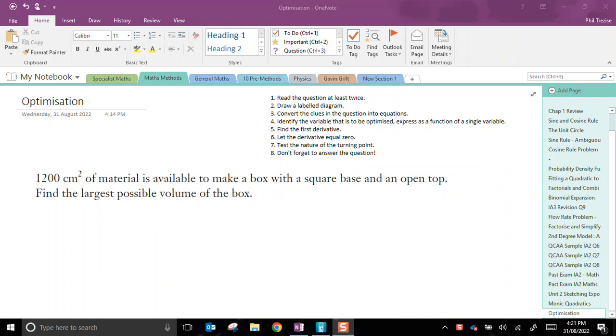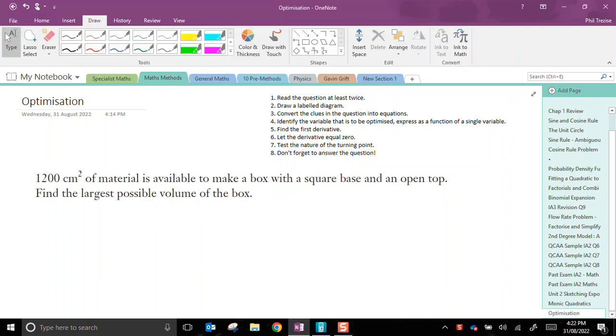Now that's a lot to take in. I'm going to read the question again, but I'm going to combine step 1 and 2. I'm going to draw my diagram bit by bit as I go. So I have 1200 square centimetres of material. That's obviously a key idea, and it's an area, and we're making a box with a square base and an open top. I think I'm going to draw a diagram now.